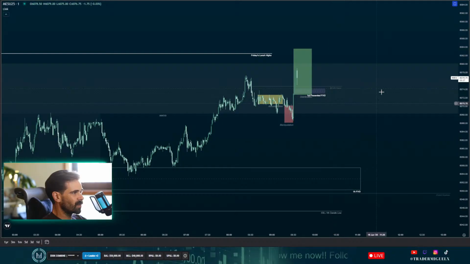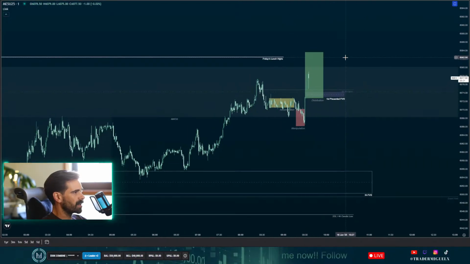And now I'm interested to see if this distribution is not eventually a manipulation, or if we really will continue higher. That's what I'm looking for, and that's what I'm eventually expecting from price.